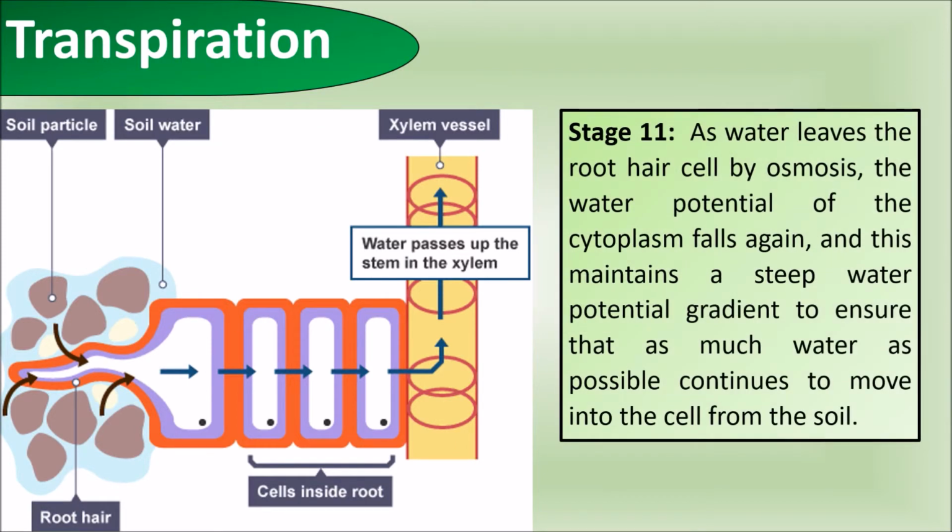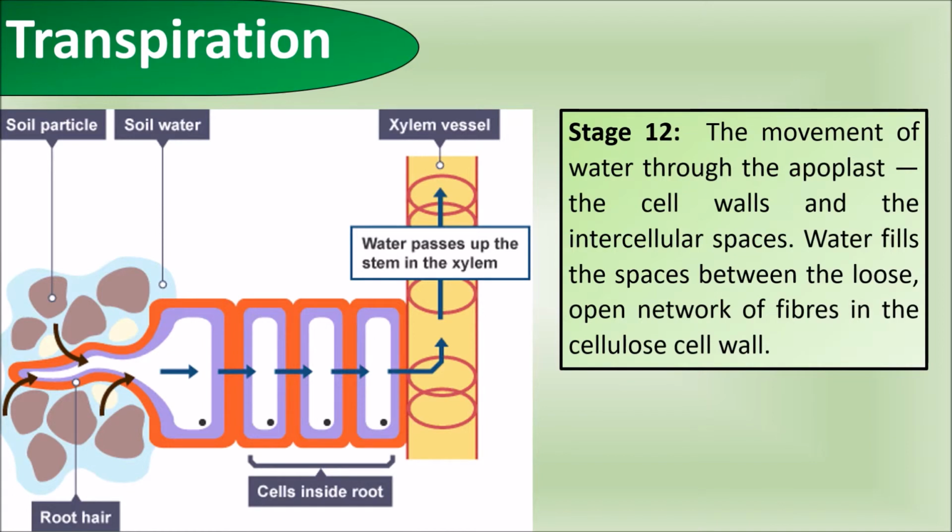As water leaves the root hair cell by osmosis, the water potential of the cytoplasm falls again. And this maintains a steep water potential gradient to ensure that as much water as possible continues to move into the cells from the soil.